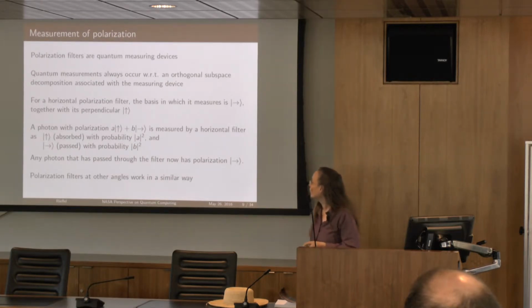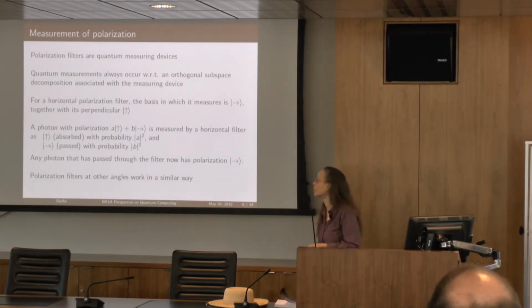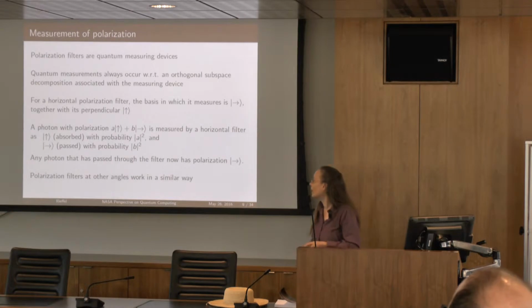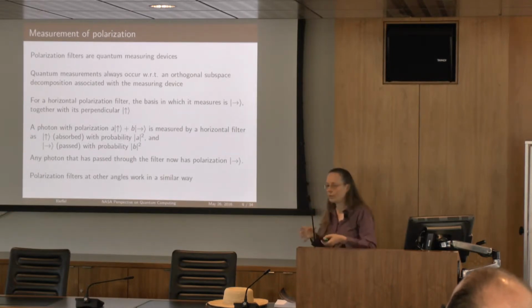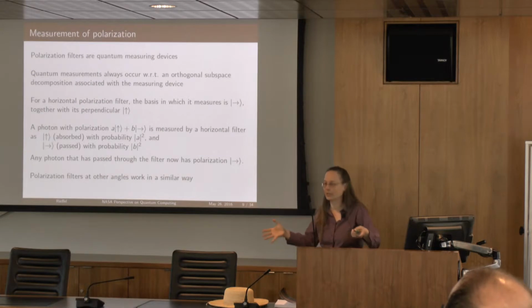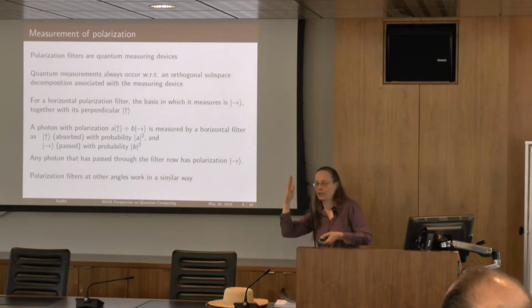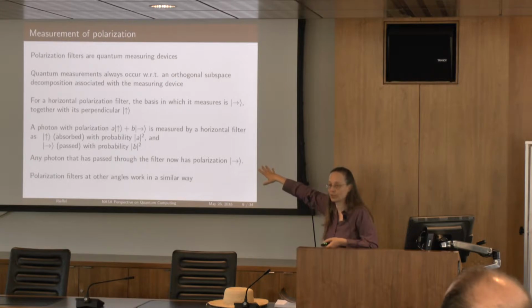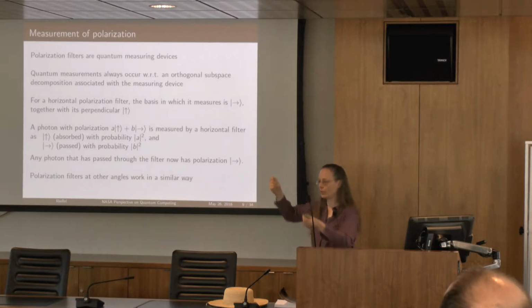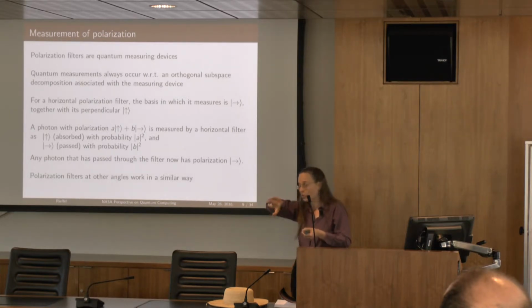So what happens with these polarization filters? Well, they're basically quantum measuring devices when you're looking at the single photon level. So a quantum measurement device, for whatever reason in this universe, chooses an orthogonal subspace decomposition. So two things at 90-degree angle in the case where we're just dealing with a single photon. And you can choose any set of those, but that's going to be your polarization filter.